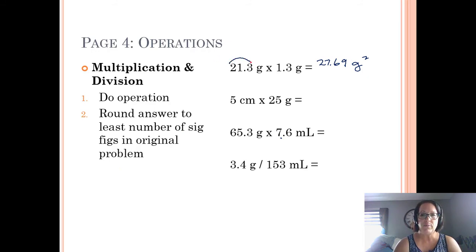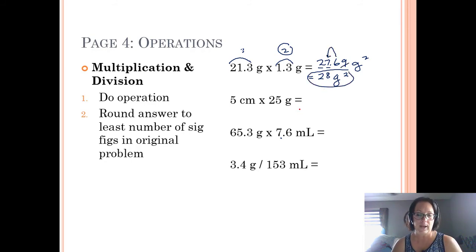So when I look at 21.3, that's got 3 sig figs. 1.3 has 2. 2 is less than 3, so I'm going to round it to 2 sig figs, which is going to give me 28 grams squared. This 6 is going to round that 7 up, and then I can just drop that 9. Okay, so that's an example of how we would use this rule.